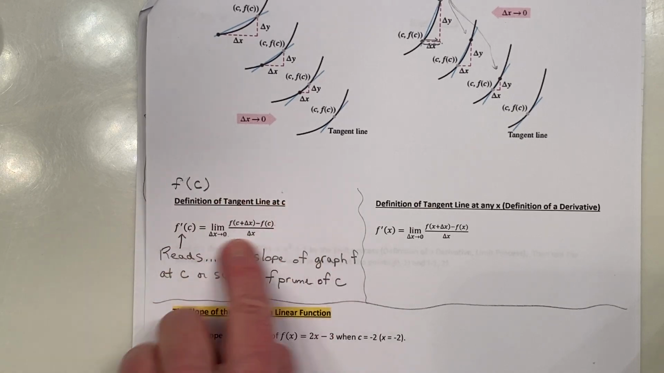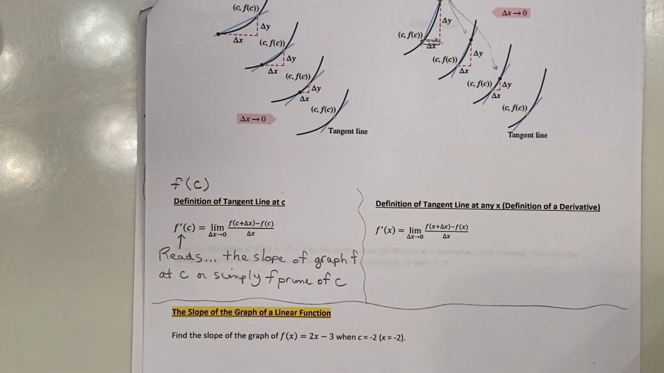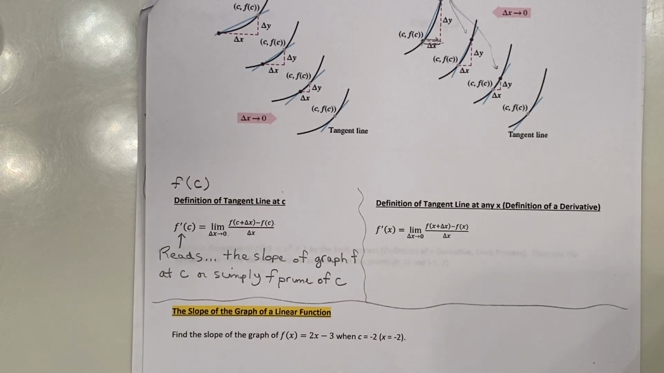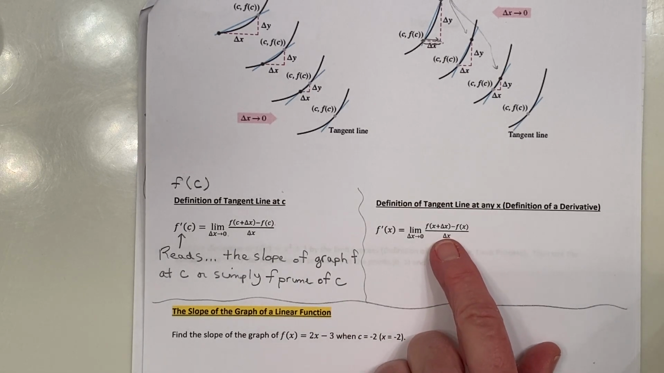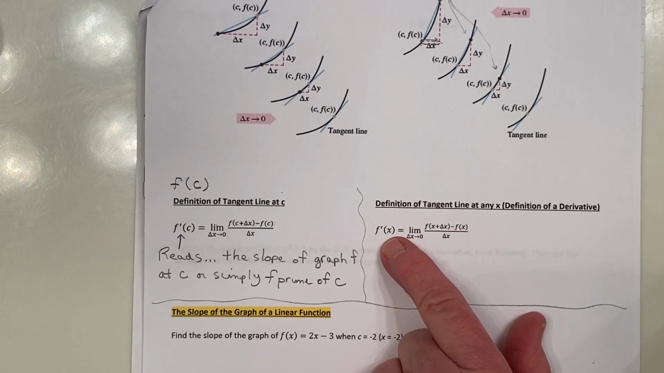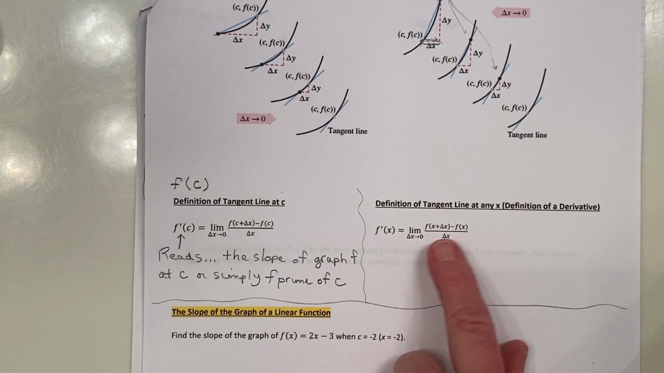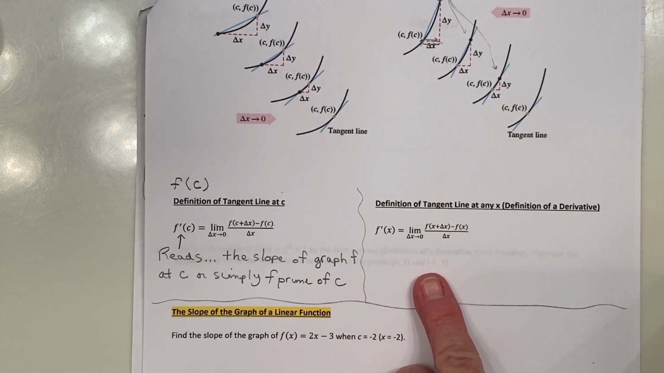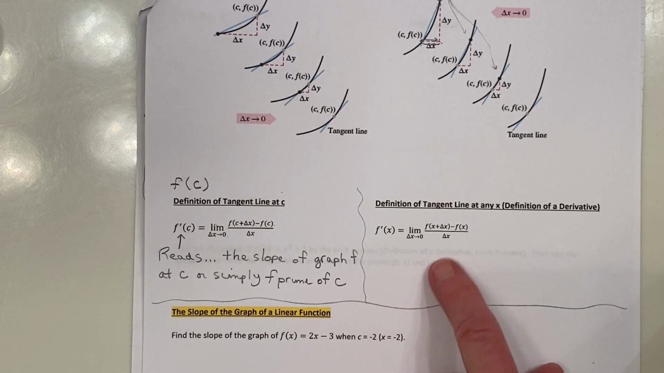This typically will give you a straight up numerical value that represents the slope of the graph. This right here, when we use it, if I don't know what c is, or the specific x, a lot of times will result in an equation, not a numerical answer. Sometimes it'll result in a numerical answer, but that's a special case when we have a linear function.